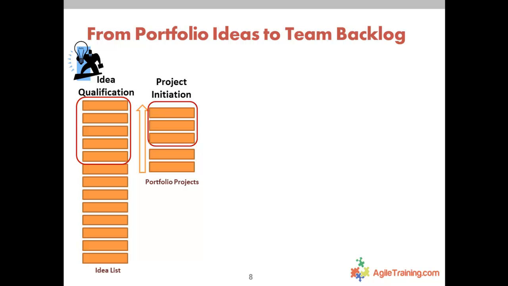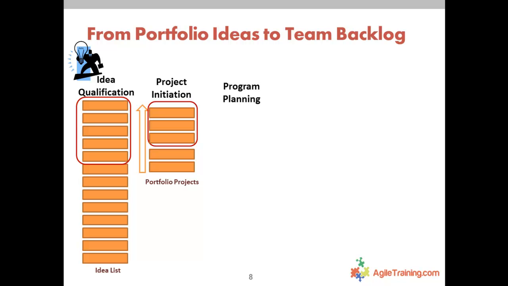I didn't say that if it passes here, then we do it right away. What I said is if your project passes initiation, then it should be prioritized in the enterprise backlog so that the team can pull it when it becomes the next top priority project.